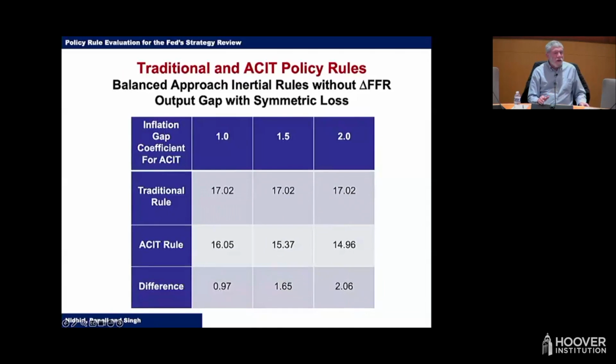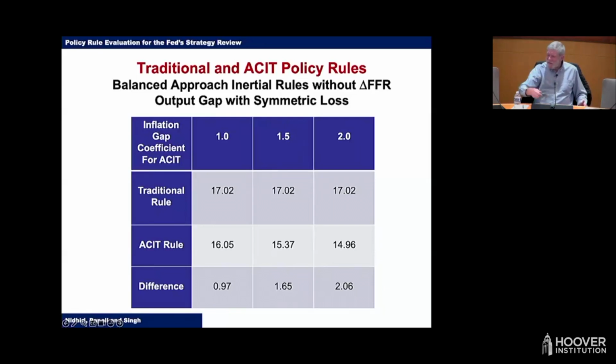So now let's look here at the differences between the traditional rules and the ACIT rule. Remember, the traditional rule has a coefficient of 0.5 on the inflation gap. I have three rules with the ACIT with 1, 1.5, and 2. Of course, the traditional rule has the same loss whatever you compare it with. And the losses with the ACIT rules are uniformly under the losses with the traditional rules. They're moderate. They're not as big as the losses with Taylor and balanced approach. They're bigger than inertial, non-inertial. As the coefficient goes up, the difference increases at a decreasing rate.